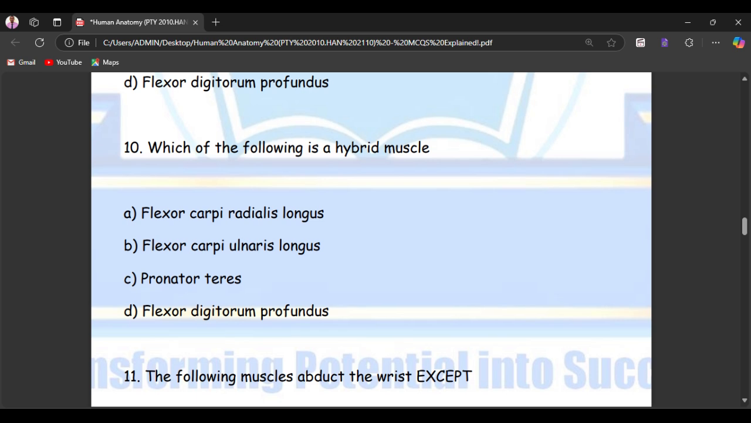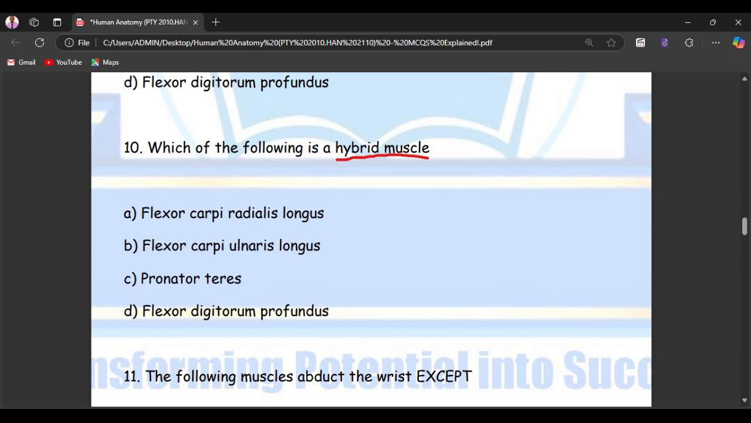Question number 10 says, which of the following is a hybrid muscle? The other name for hybrid muscle is composite muscle. Hybrid muscles are muscles which have more than one set of fibers but perform the same function, and they are usually supplied by different nerves for different sets of fibers.